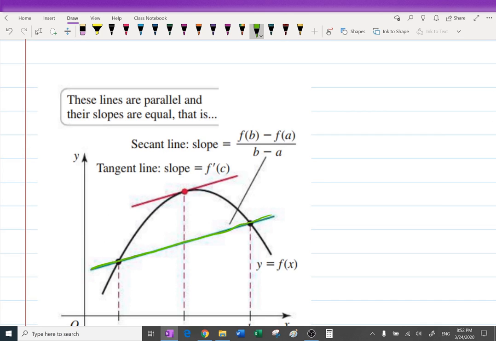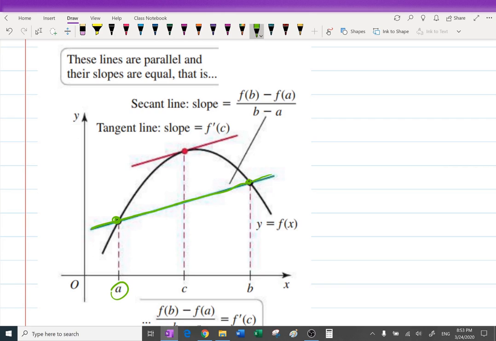That's what you call a secant line, right? Secant means cutting. So I'm cutting through the beginning point and the end point. I'll call it A and B, and then I say, okay, what's the slope of the secant line? The slope of the secant line is this: f of b minus f of a over b minus a. We learned that at the beginning of this class.